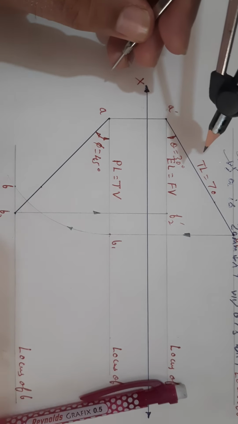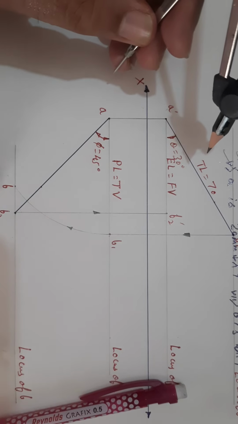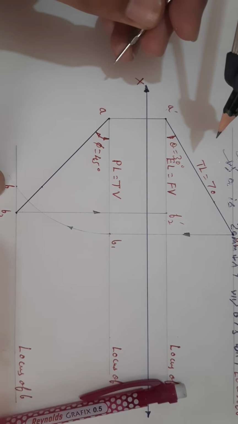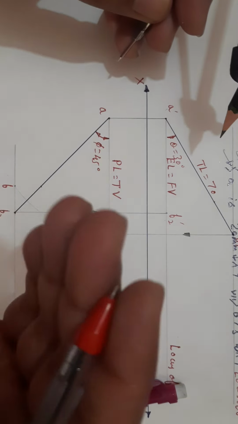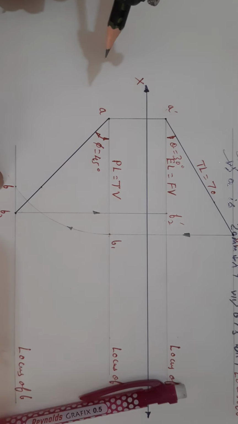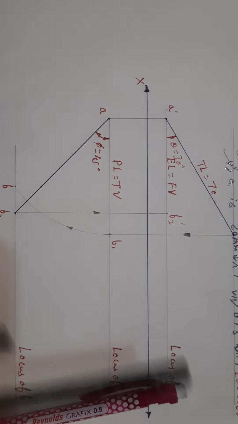Why did I cut it? Because the other point B has to come on the locus of B, because it is nothing but the top view length will be coming here, and point B is in first quadrant, so top view of point B has to be below the XY. That is why we have cut on the locus of B. I hope it is clear to you all.